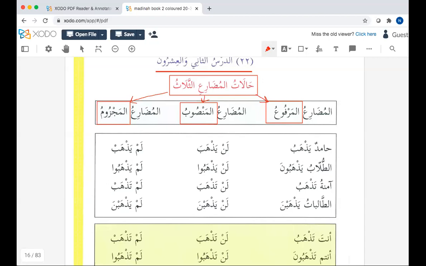And it can also sometimes be mabniyun ala. So we have fatha, dhahaba. We have sukoon, dhahabta. And it can also be mabni on what? Kasra?